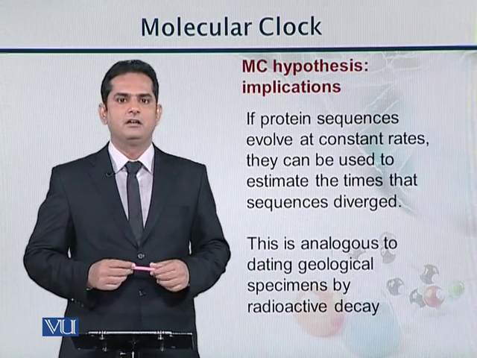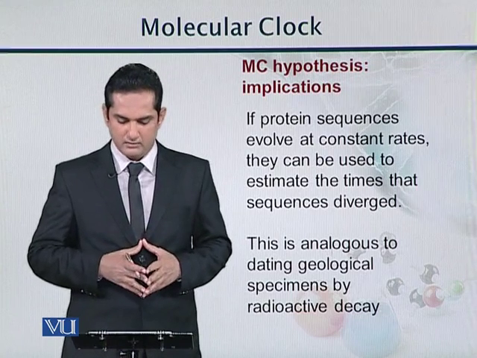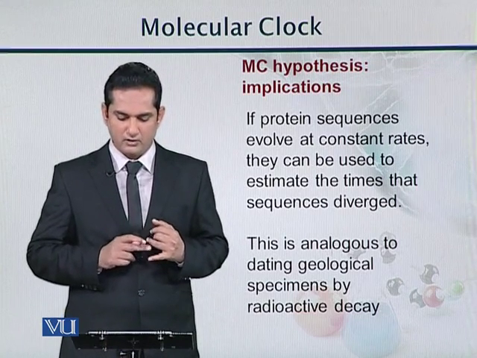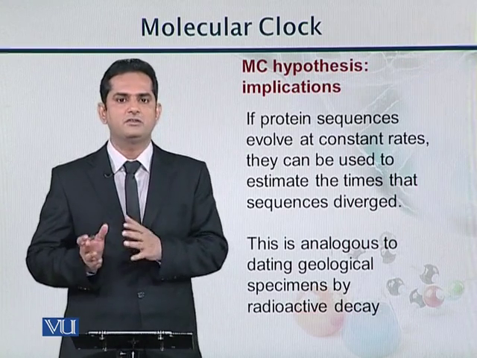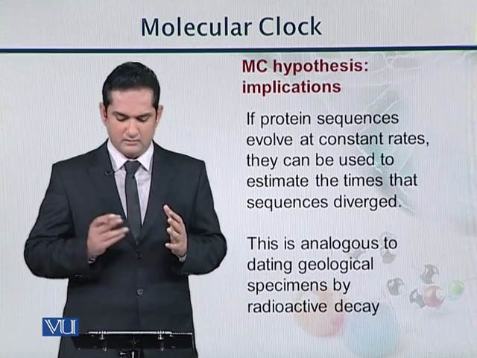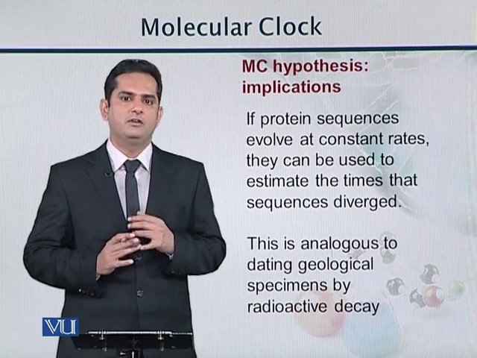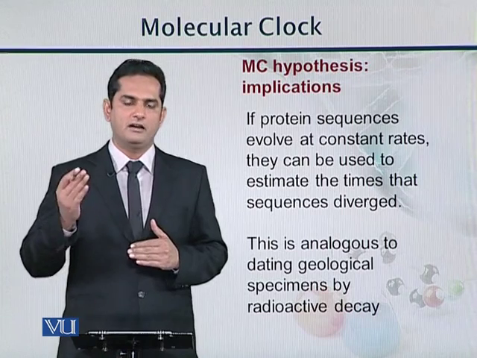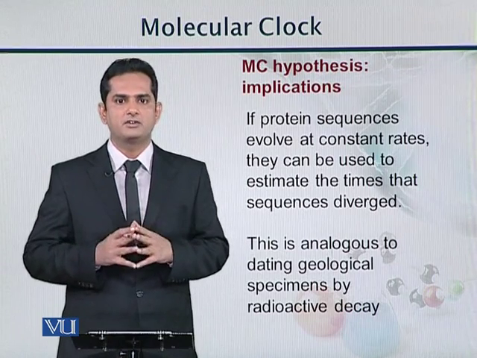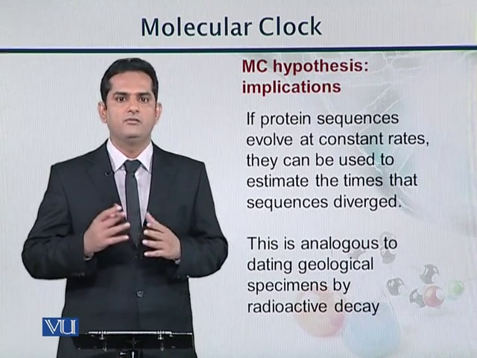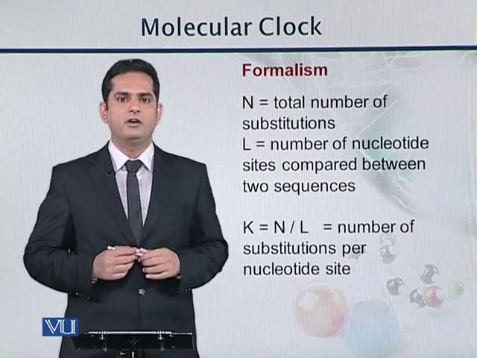There are certain hypotheses which are necessary for molecular clock information. So what are those hypotheses? For example, we say that if protein sequences evolve at constant rates, then they can be used to estimate the time that caused those sequences to diverge. And the other thing is, this is similar to information change during geological information. So if we know that among two species or more, there is a constant change in their protein structure, then we can find out the time of that change. There is some mathematical formalism involved in this information.